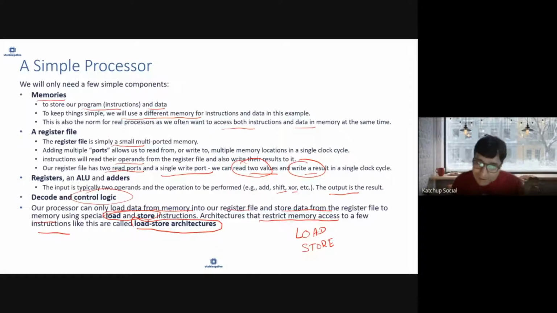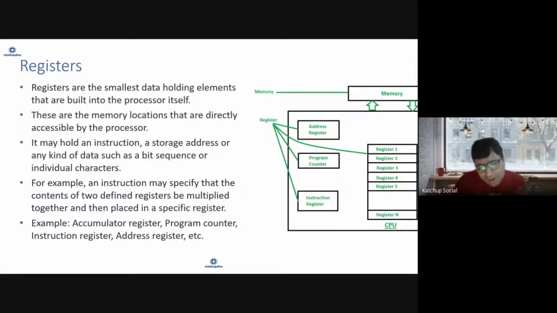Okay, so we can now design a simple processor which will have memory, register files, ALU, adders, logical operation functions, and then there'll be decode and control logic. Our processor can load from memory into a register file and store data from register file to memory using special instructions known as load and store instructions. And this kind of architecture, which only allows writing to memory and reading from memory based upon special instructions, is also called load store architecture. Okay, so let's understand various parts of it.